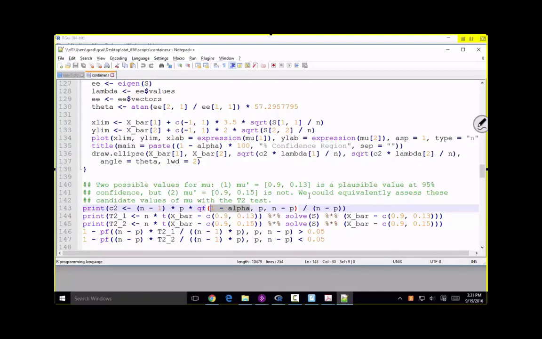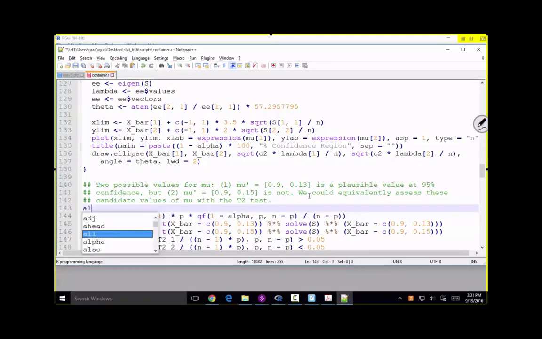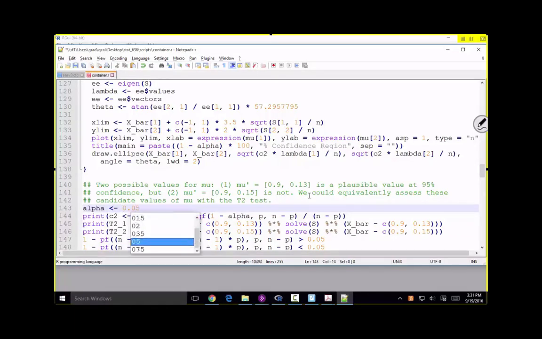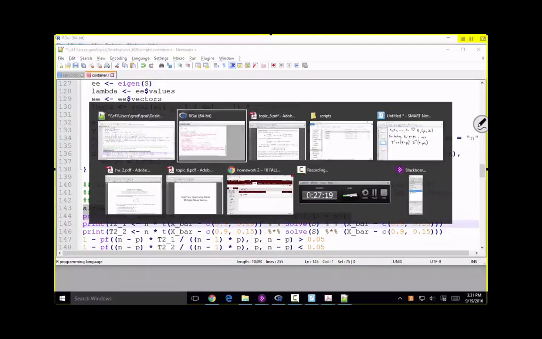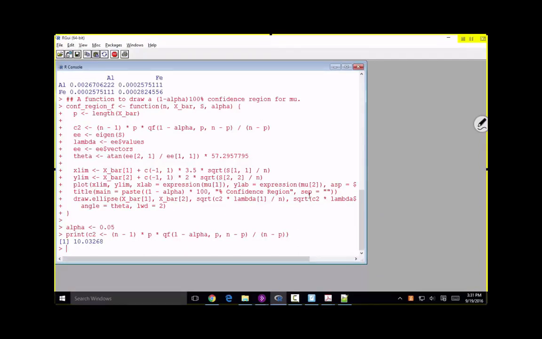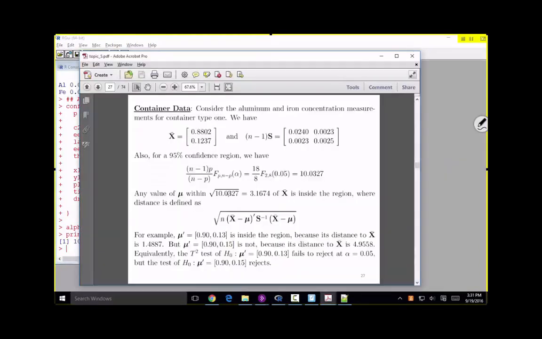I need to define alpha somewhere. Let's say alpha is 0.05. That means 95% confidence corresponds to an alpha, or type 1 error rate of 0.05. So if I compute this quantity right here, I get 10.03. That's that number right there. So I plugged in the appropriate percentile in order to carve out 95% confidence. I computed this number, 10.0327.